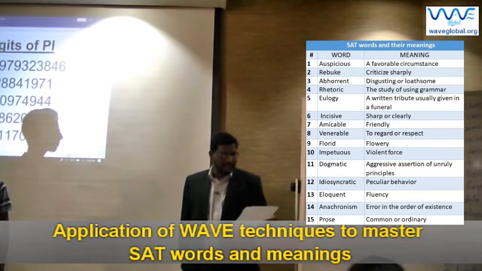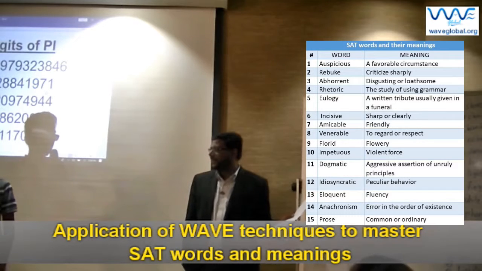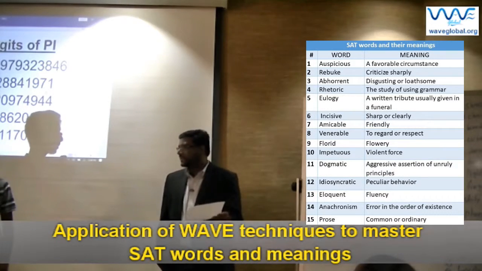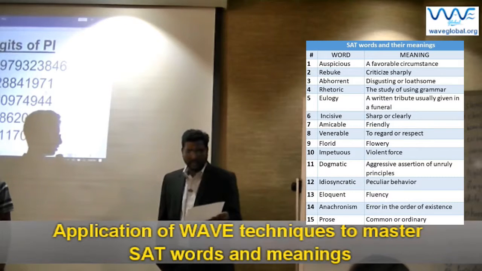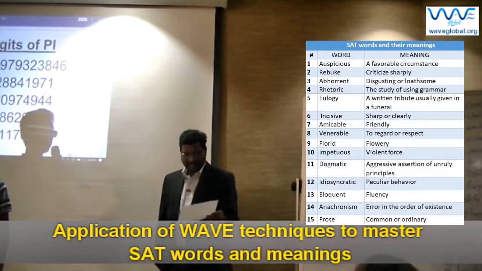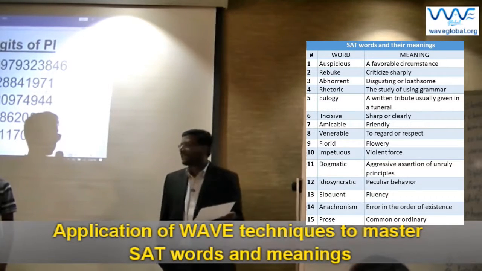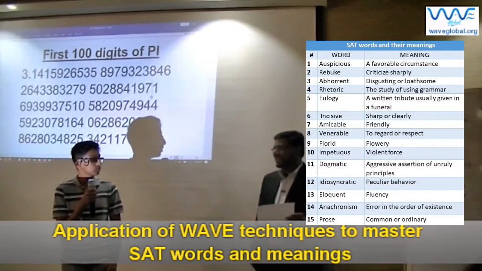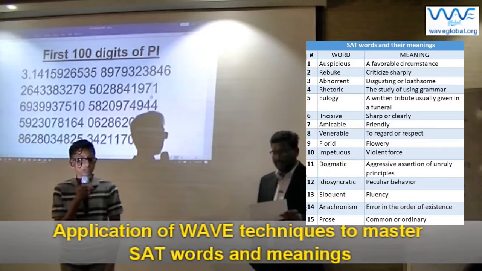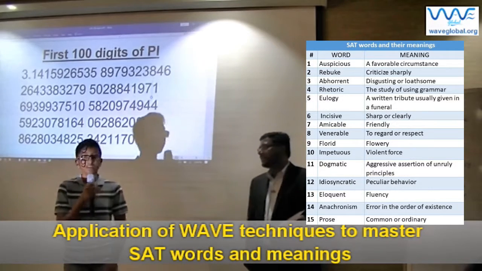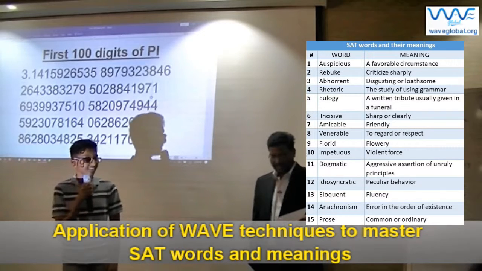So how about auspicious? Auspicious is unfavorable circumstances. Rebuke. Criticize sharply. Abhorrent. Abhorrent is disgusting or loathsome. Rhetoric. Rhetoric is the study of using language. Eulogy. Eulogies are written tribute, usually given at a funeral. Incisive. Incisive is sharp or clearly. Amicable. Amicable is friendly.